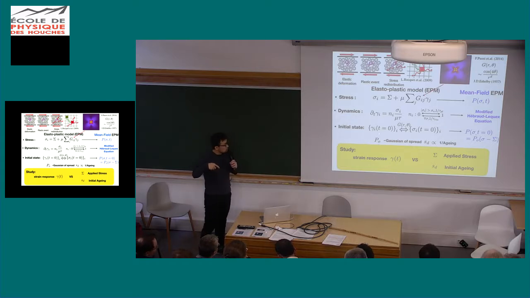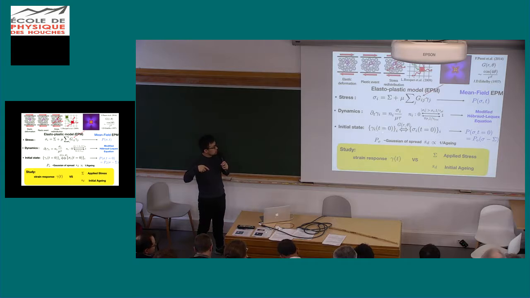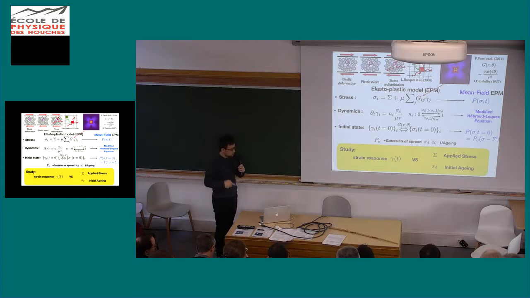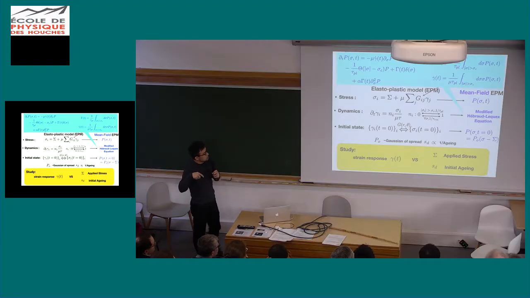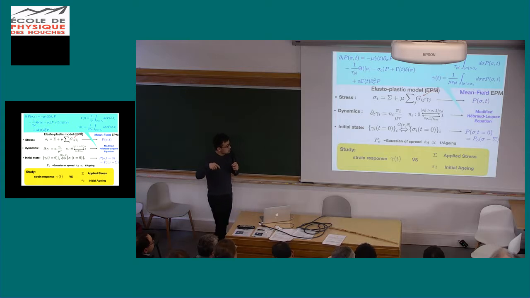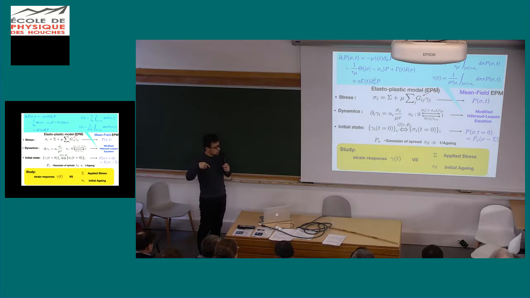In this model, the initial condition is wholly defined by the strain field at time t equal to 0. But thanks to the propagator, we can convert this field to a stress field. In the mean field model, we mainly adopted the Hébraud-Lequeux equations with a slight modification of the shear rate to implement a constant stress protocol. In the mean field model, the initial condition is fully determined by the probability distribution of sigma at time t equal to 0.